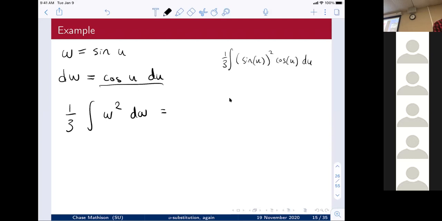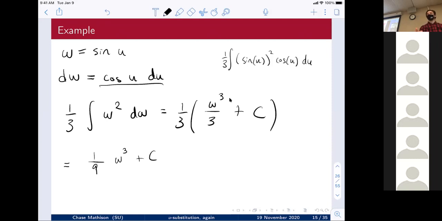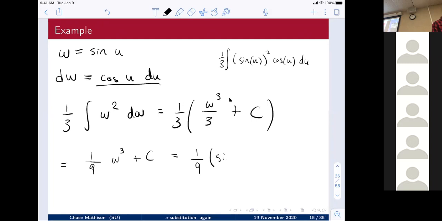Okay, so then this is equal to 1/3 times what? Oh, it's 850. I did not realize that. Well, power rule, right? W squared, I add 1, and I get w to the 3rd divided by 3 plus c. So this is 1/9 times w to the 3rd plus c. But I can't give my answer in terms of w when I was asked something in terms of x. So this is equal to 1/9 times sine of u cubed plus c. And again, I was asked in terms of x, so I need to also replace my u. So this is finally equal to 1/9 times sine of 3x to the third plus some constant.